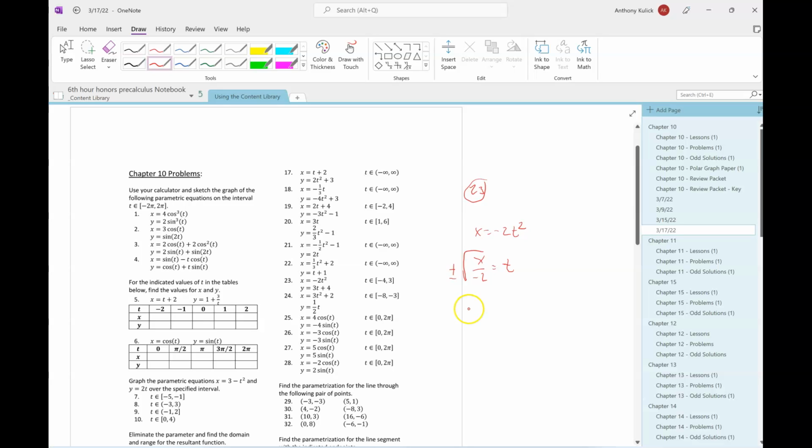What I do then is I'm going to take that and plug it in for the t in my y equation. So there's that.